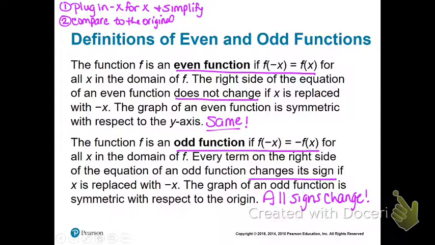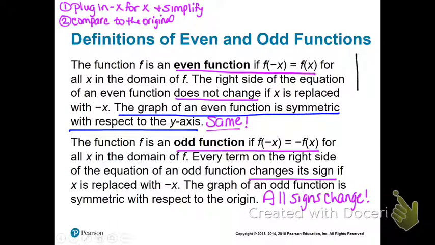All right, but then we can look at it graphically as well. So it says here, the graph of an even function is symmetric with respect to the y-axis. Remember symmetric, the line of symmetry. A line of symmetry splits something in half so that if we fold it over that line, it would lie on top of itself. And so in this case, it's saying, hey, the y-axis is going to be our line of symmetry.